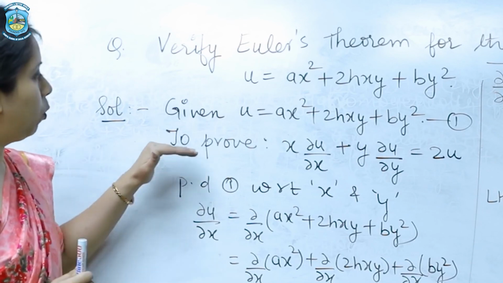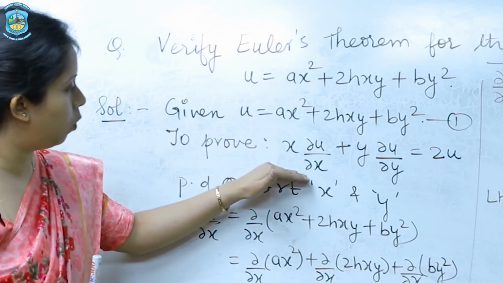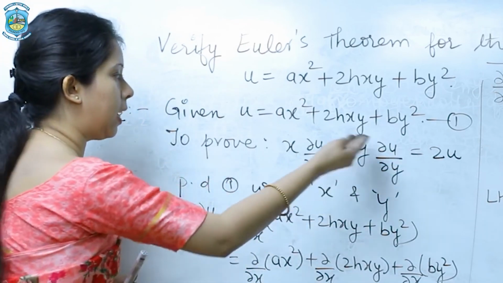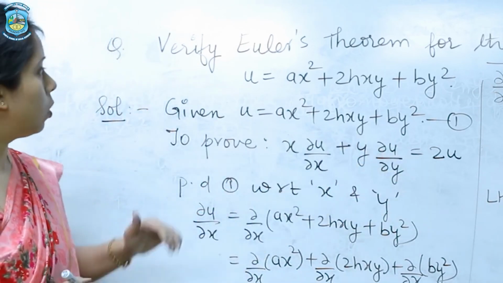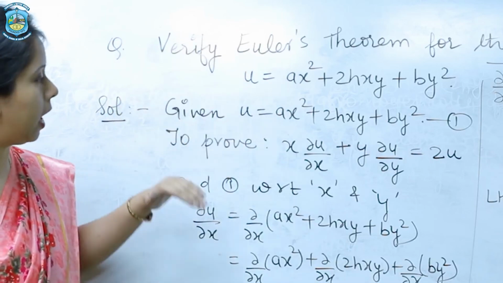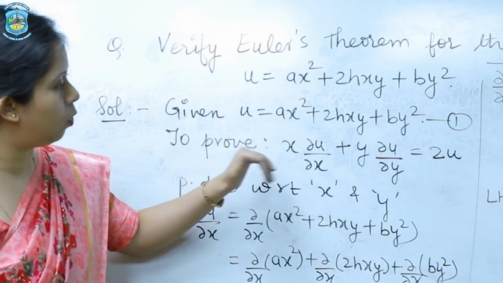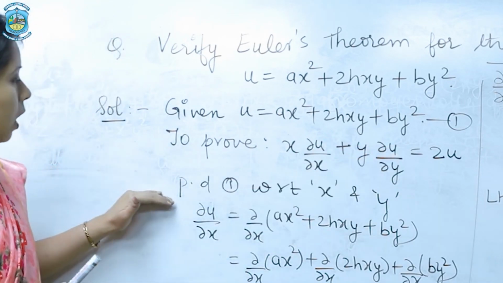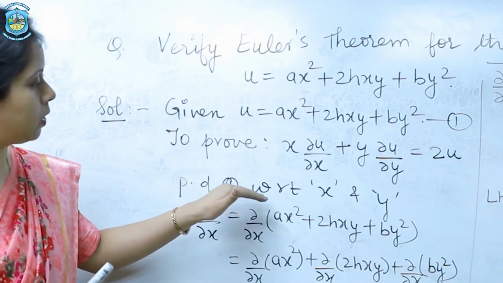Now we wish to prove that x del u upon del x plus y del u upon del y is equal to 2u. This is the statement of Euler's theorem. So the question was, verify Euler's theorem. That means we have to prove that x del u upon del x plus y del u upon del y is equal to 2u. So we start with partially differentiating both sides with respect to x.